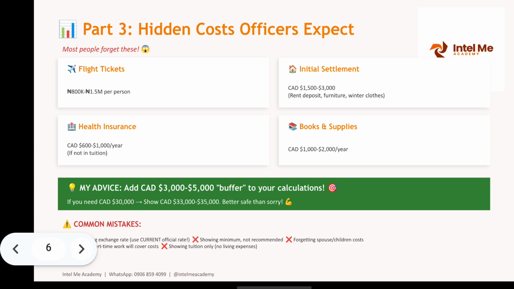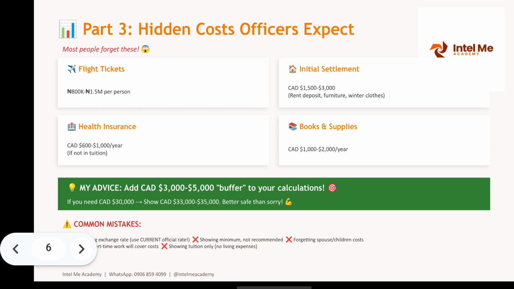Just add extra. It's not that if you need 40,000 Canadian dollars, it is that exact 40k that you show. Learn to add extra. Exchange rates can change. They just want to also see that you can afford your flight tickets. So you can add 3,000 to 5,000 extra to your calculations, or maybe make it a percentage, maybe an extra 10% to be on the safe side. You need to consider exchange rates.